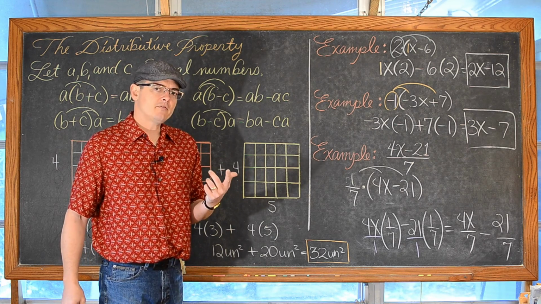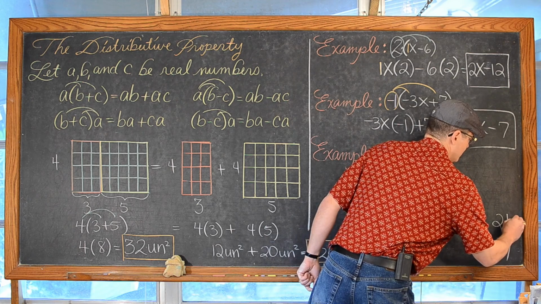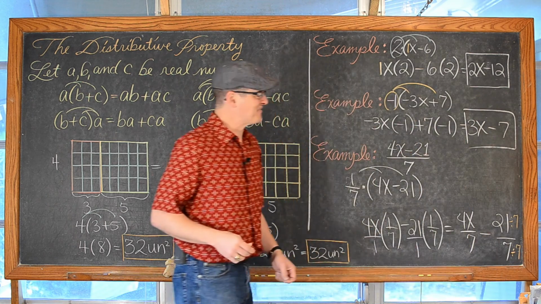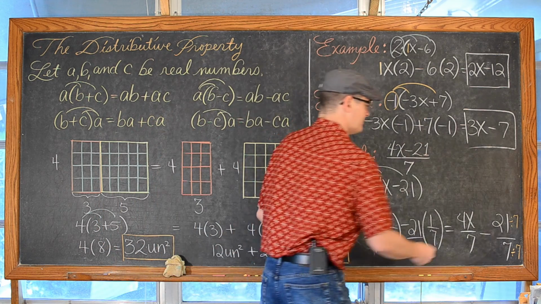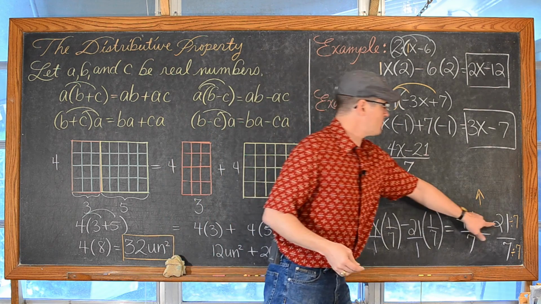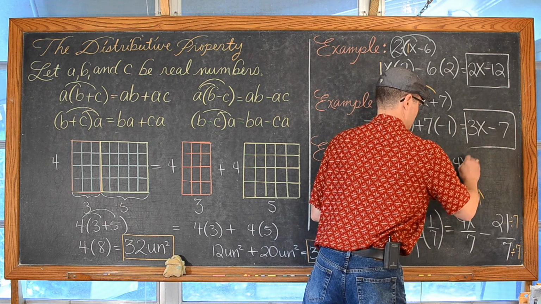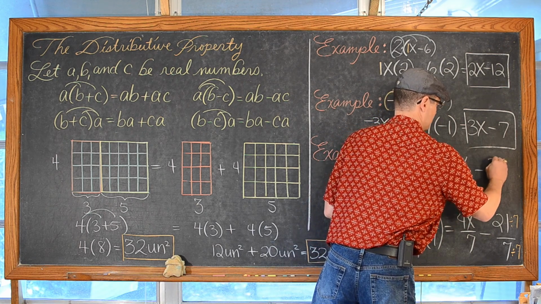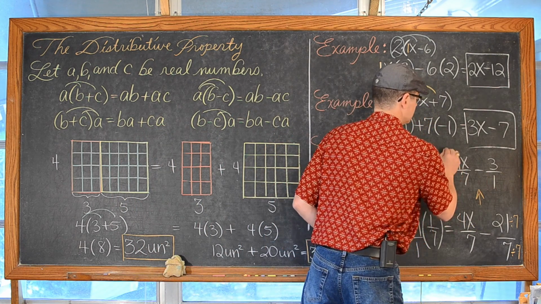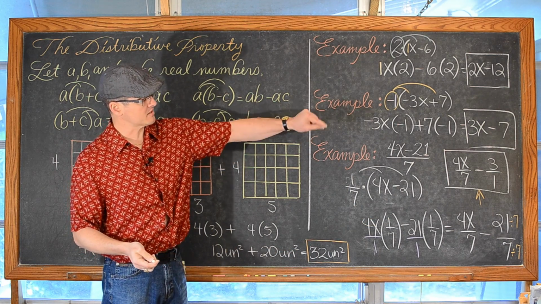But 21 over 7, that's a fraction that's reducible. I can divide the numerator and denominator by 7. 21 divided by 7 is equal to 3, and 7 divided by 7 is equal to 1. And I can write that as simply minus 3 as well. But we end up with 4 over 7 x minus 3 over 1.